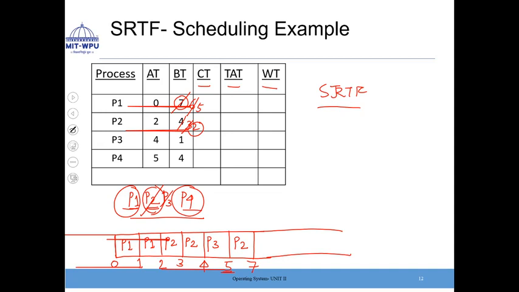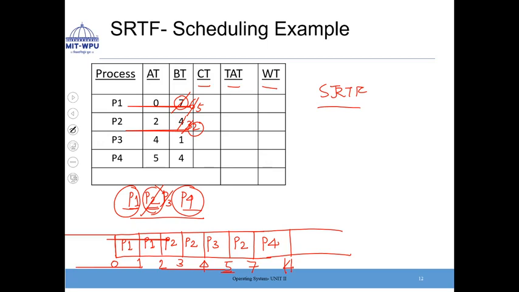So which one is having the smallest burst time? That is P4. So let us schedule P4 next. Now how long will this P4 execute? P4 is having 4 units of time, so it will take 7 plus 4, that is 11.